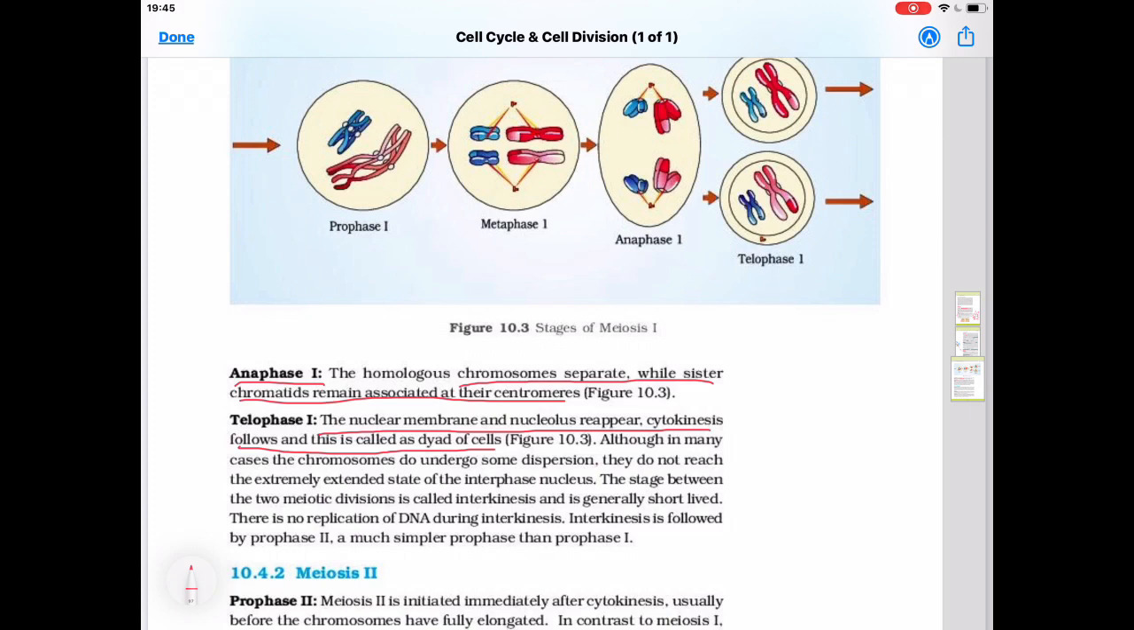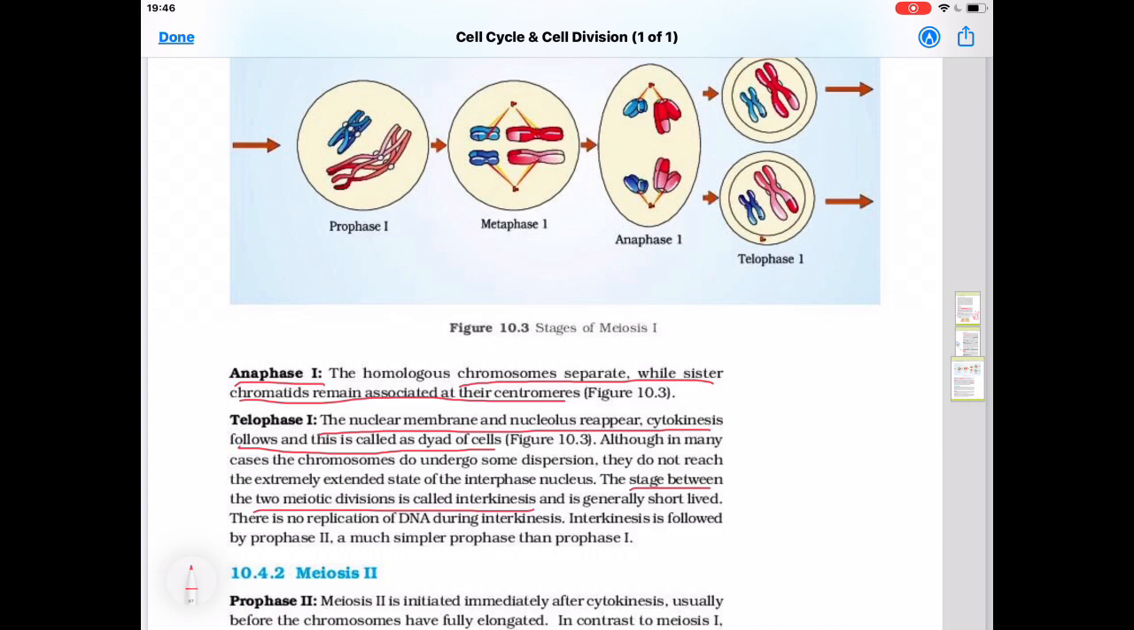Although in many cases the chromosomes undergo some dispersion, they do not reach the extremely extended state of the interphase nucleus. The stage between the two meiotic divisions is called interkinesis. The resting stage between meiosis 1 and meiosis 2 is known as interkinesis and is generally short-lived. There is no replication of DNA during interkinesis, because in meiosis replication occurs only once, before meiosis 1.